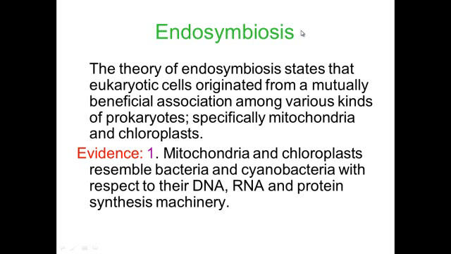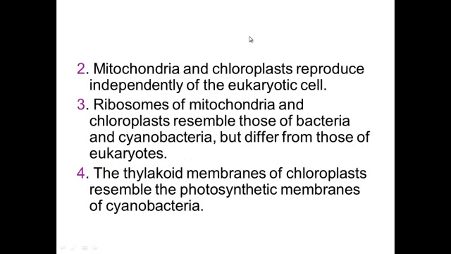to this. Now, the first thing is that both of those organelles, first of all, resemble living bacteria and cyanobacteria in respect to their DNA and RNA and the way that they do protein synthesis. Okay, so both of them are the only organelles that have their very own DNA and RNA. Second is that they reproduce independent of the eukaryotic cell, and they go through binary fission, just like a bacteria does.